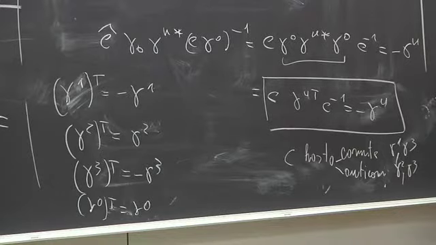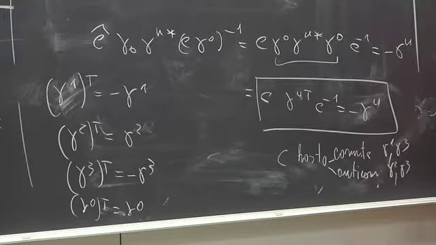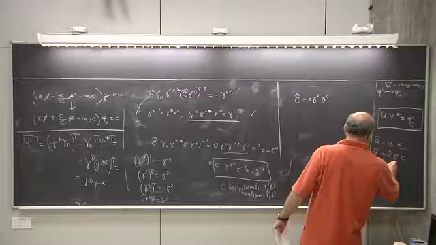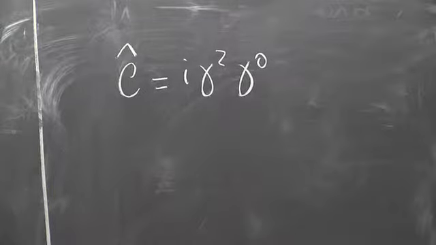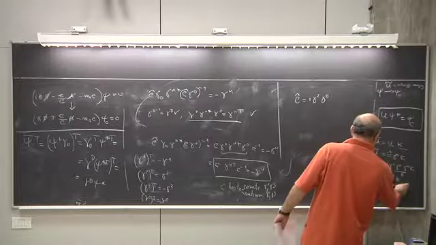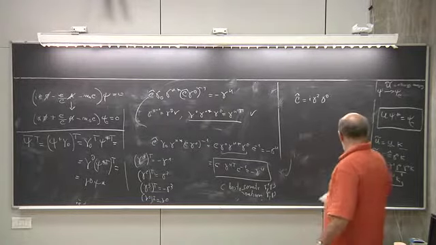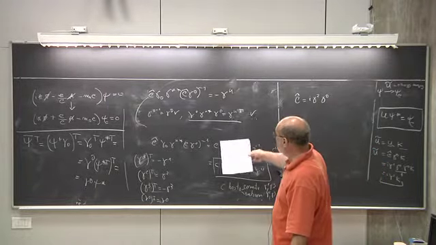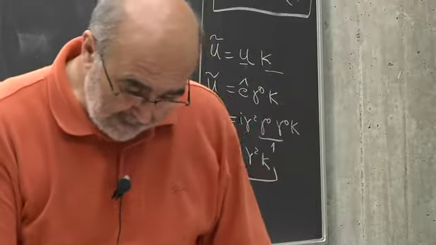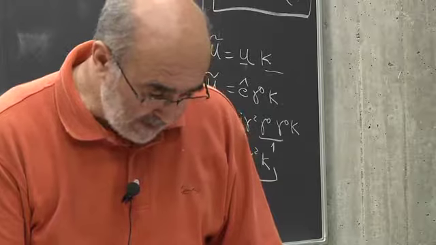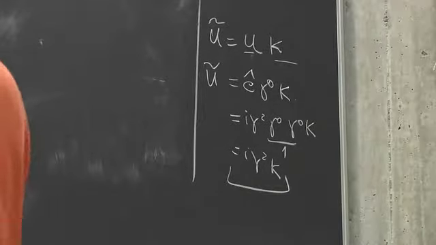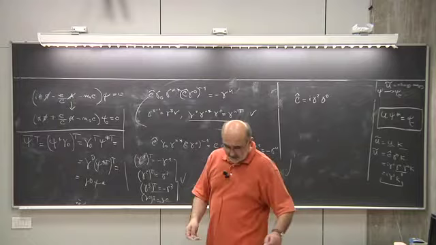Okay, so the matrix that satisfies this relation is that. So we have finished. This object now is i gamma 2 gamma 0 gamma 0 K. So the charge conjugation is the following: the operator of charge conjugation for the Dirac particle is i gamma 2 times the complex conjugation. Now we have a lot of things to verify, but let me do that at the end, or as an exercise.